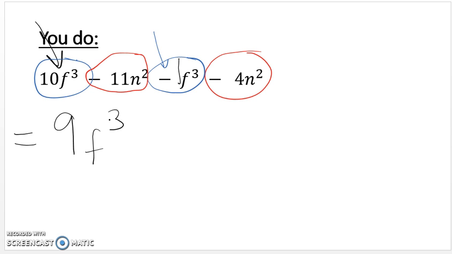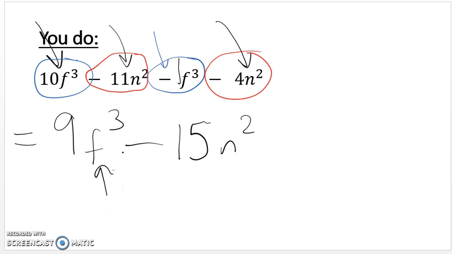And if I have minus 11n squareds, and I take away 4n squared, so minus 11 minus 4, that would be minus 15n squared. And that's the answer. I can't combine the f cubed and the n squared because they are not like terms. So that's the end of the question.